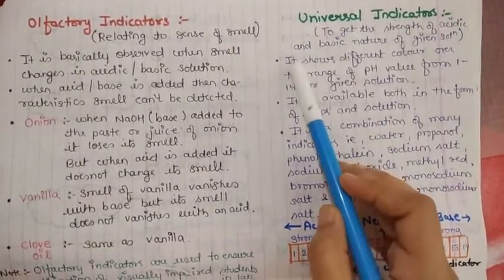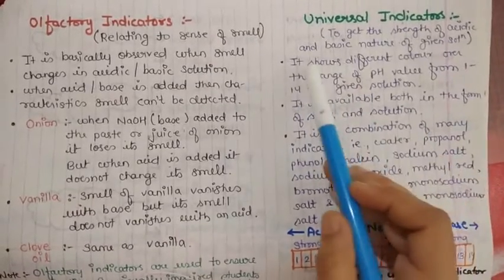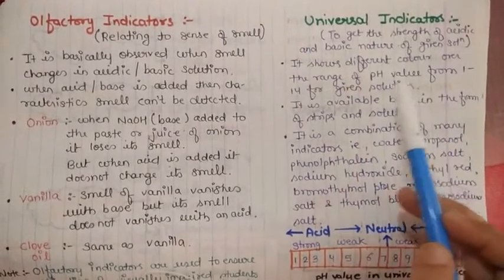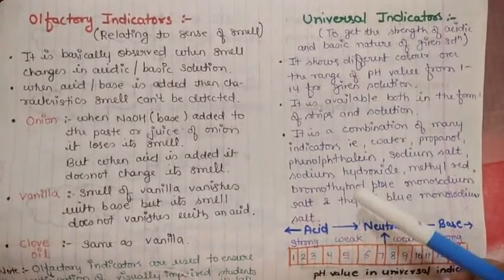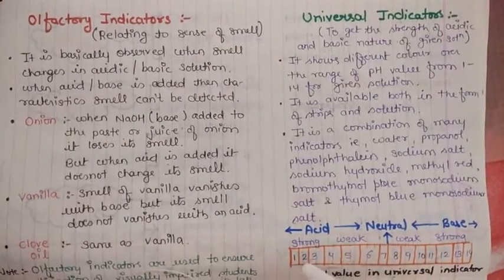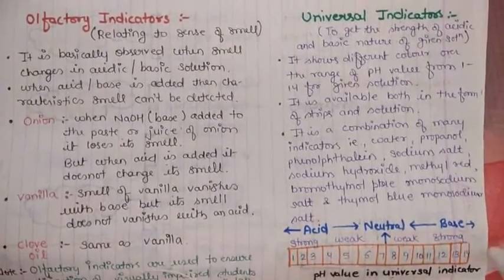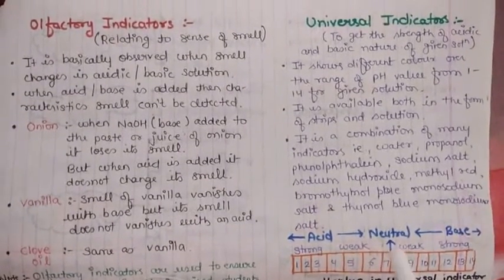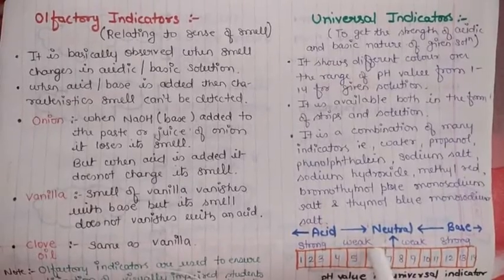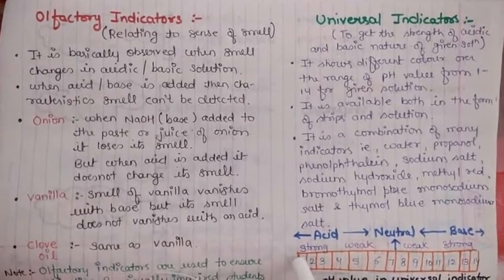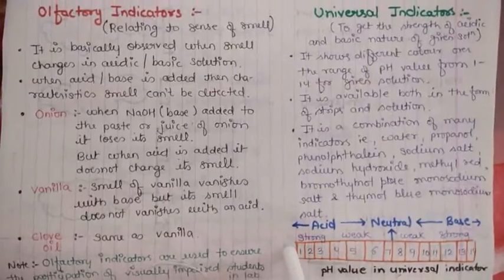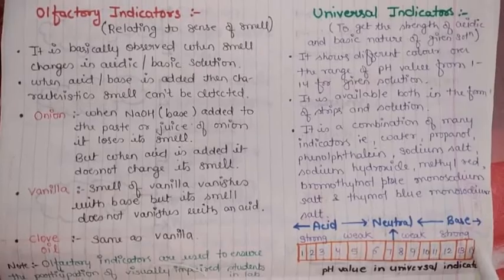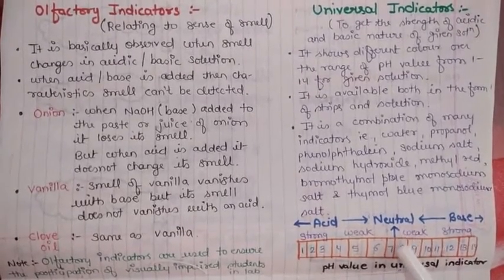If we see what the indicator is doing, it shows different colors over the range of pH values from 1 to 14 for a given solution. The scale starts from 1 and ends with 14, and 7 is considered the neutral value. Below 7, that is 6, 5, 4, 3, 2, 1, is the acidic range, and after 7, that is 8, 9, 10, 11, 12, 13, 14, is the basic range.